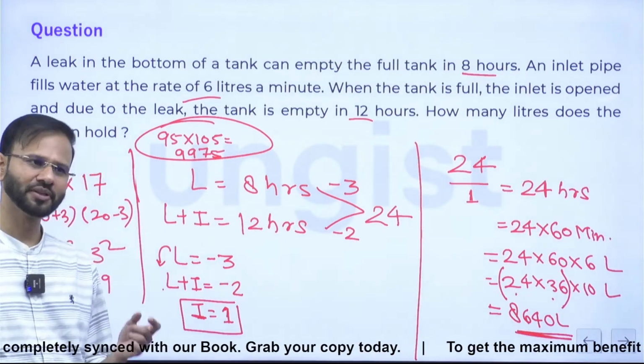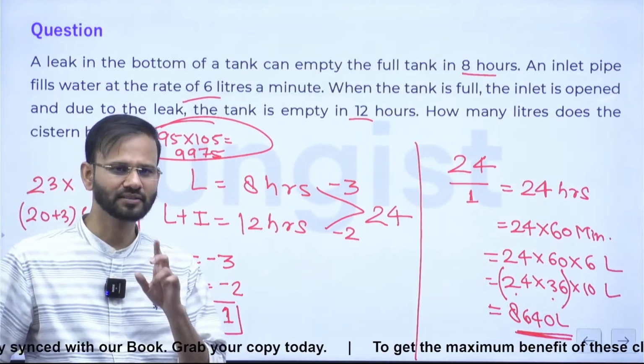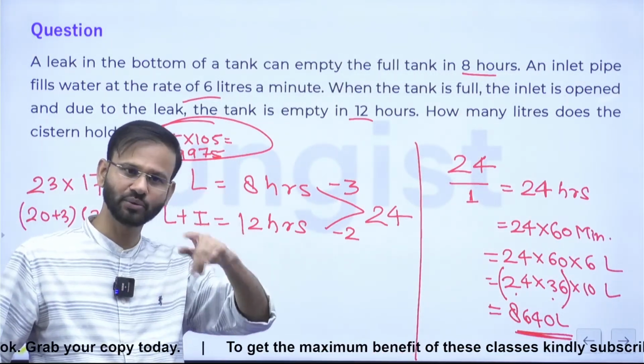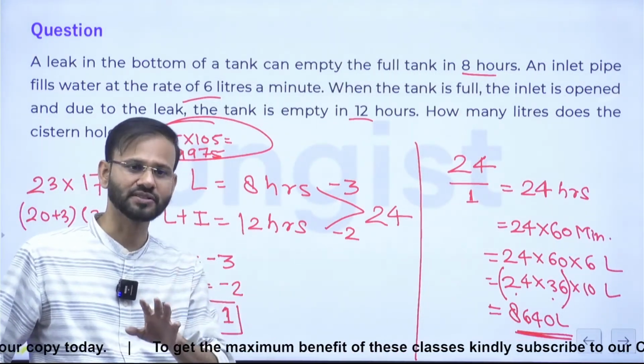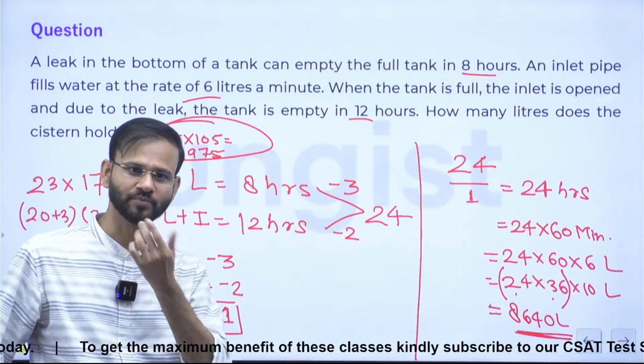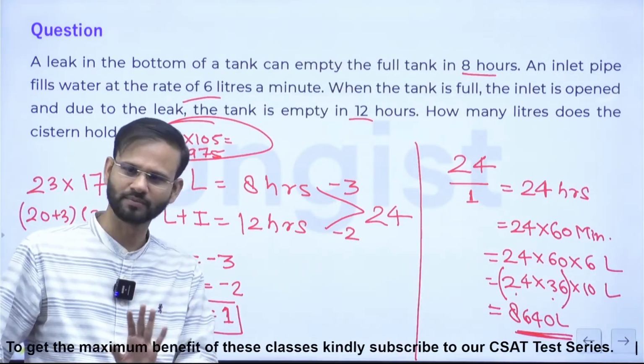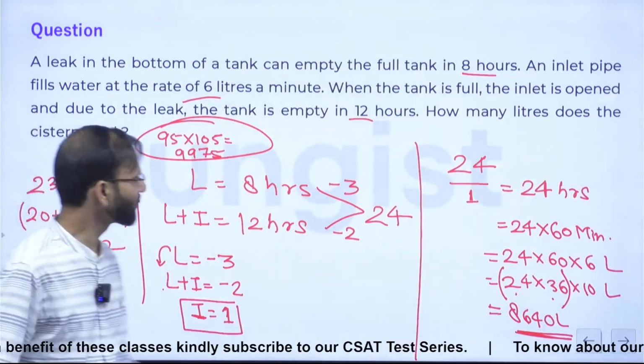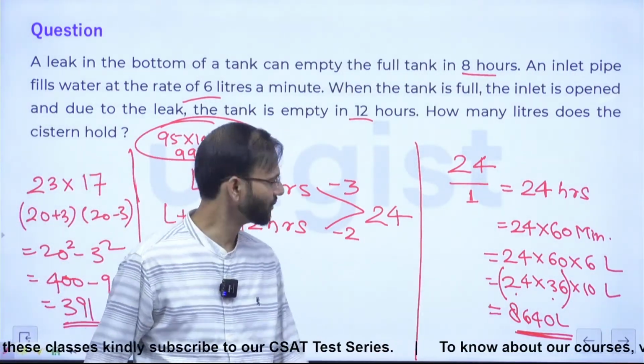You should be able to find that first, that the inlet pipe is filling the full tank in 24 hours. You should find this first. I mean, ये तो निकालना पड़ेगा ना? So instead of doing all this, why don't you just multiply directly? We can also multiply this, no problem in that. You will get the same answer.